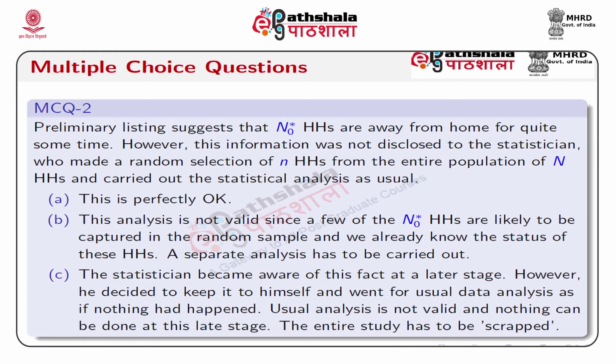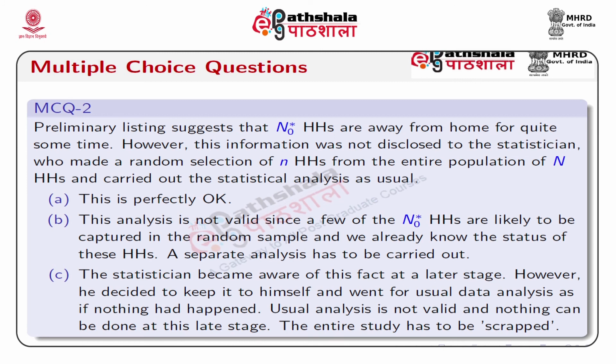However, this information was not disclosed to the statistician, who made a random selection of small n households from the entire population of capital N. To a statistician, you give the master list of capital N. He makes a random selection of small n households and tells them to go and survey these people. But the agency knows that out of small n, some are already not available, so they put a cross, and out of the remaining they go out. They carry out the statistical analysis as usual.